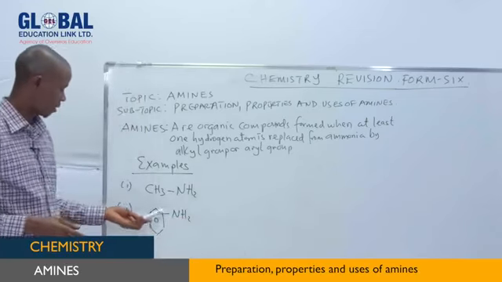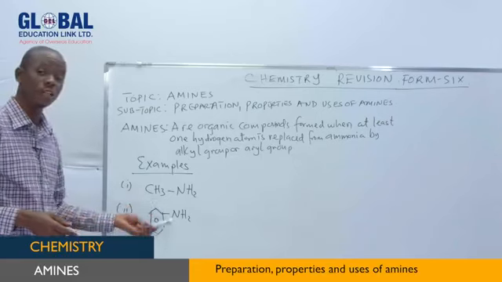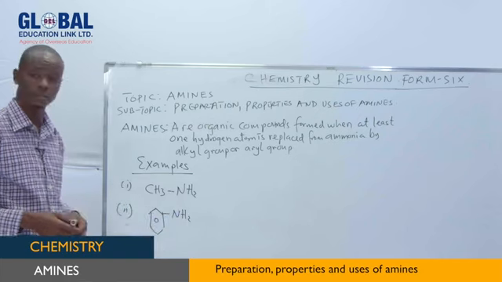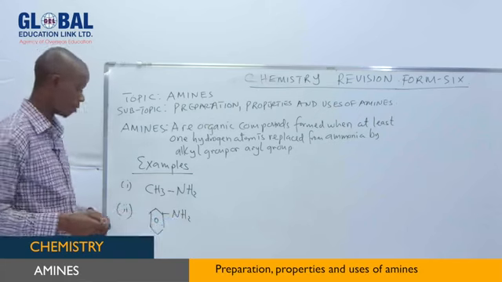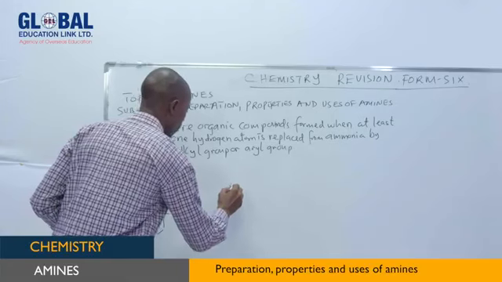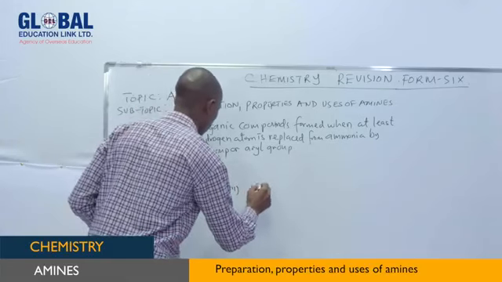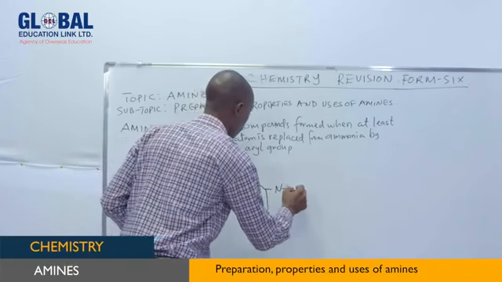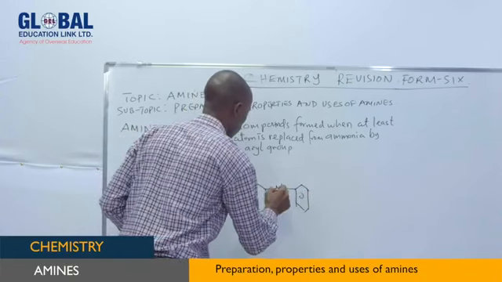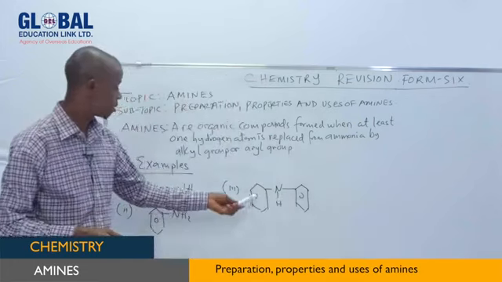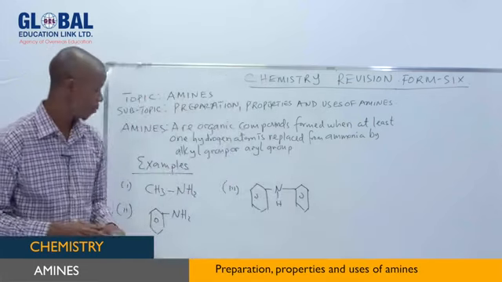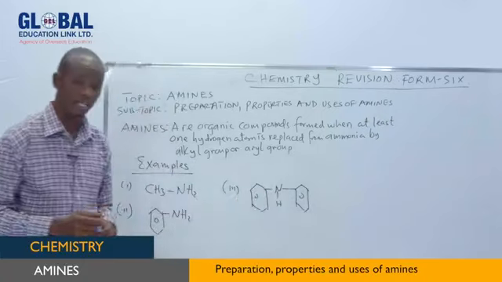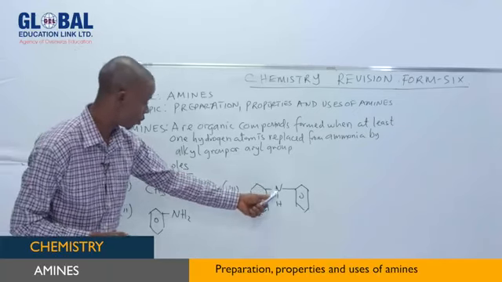Look at the second one. This is another group. This is an aryl group. It is called a phenyl group. It has replaced one of the hydrogen atoms from nitrogen. And this is also another example of amine. There are 2 aryl groups that have replaced 2 hydrogen atoms from the nitrogen of ammonia.